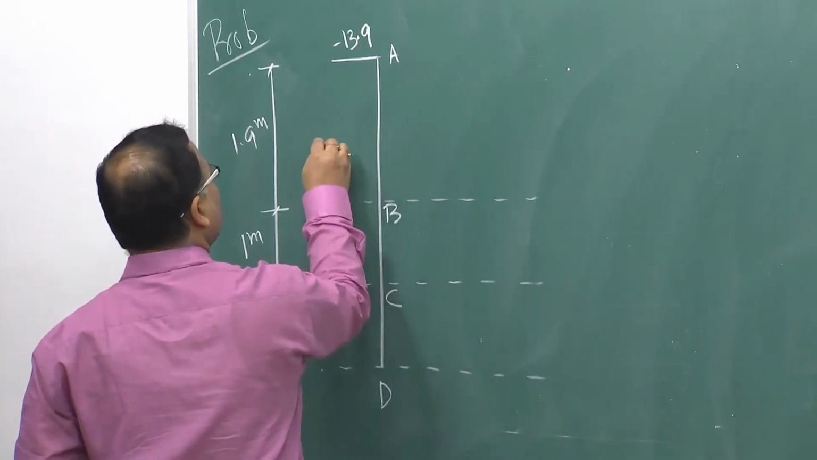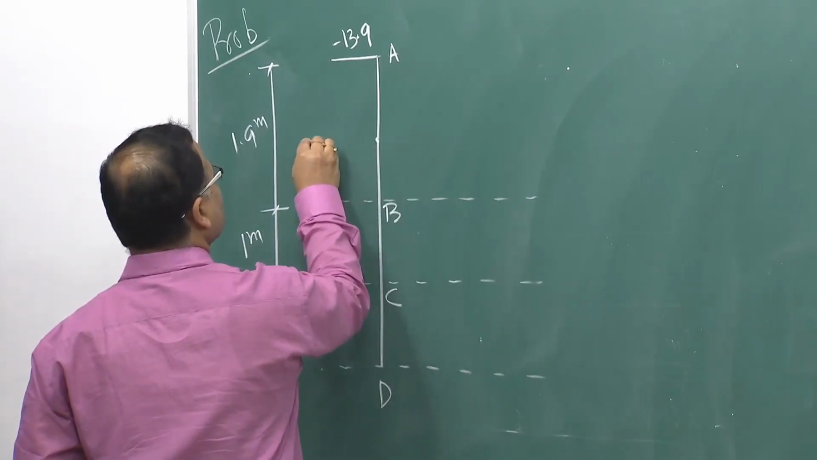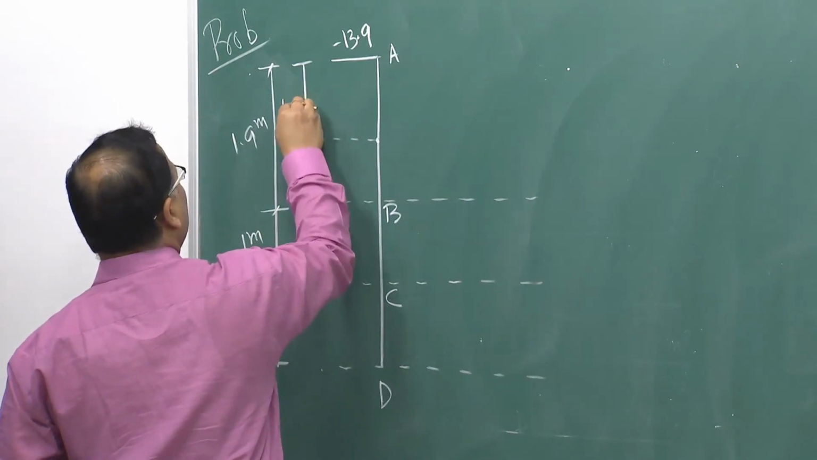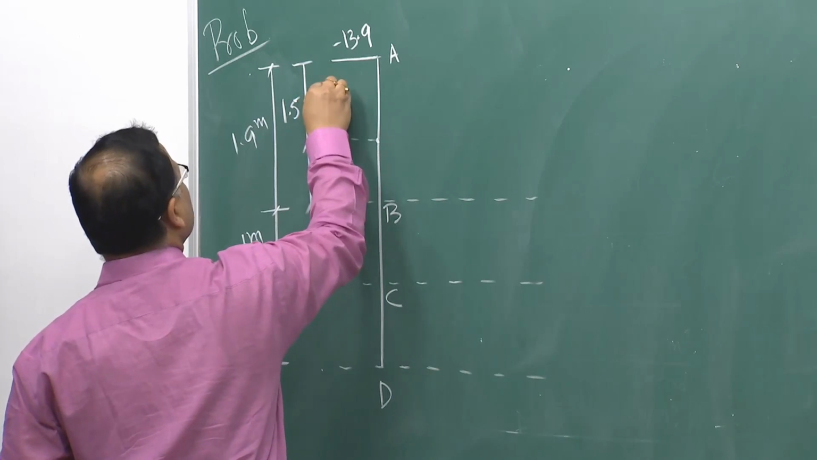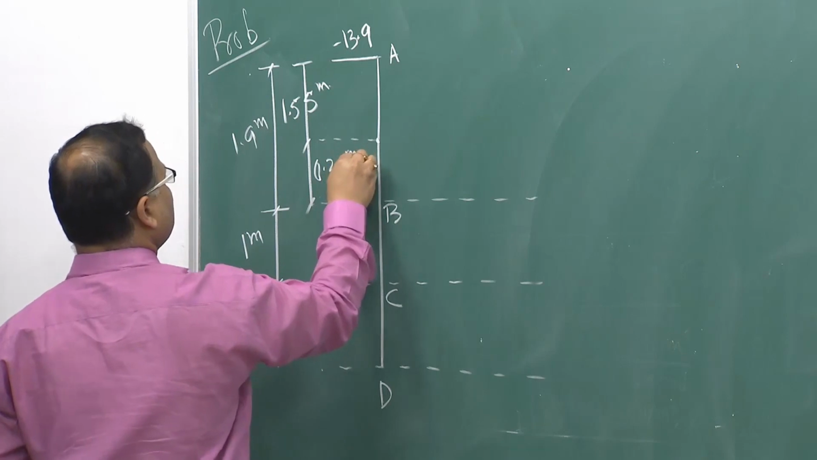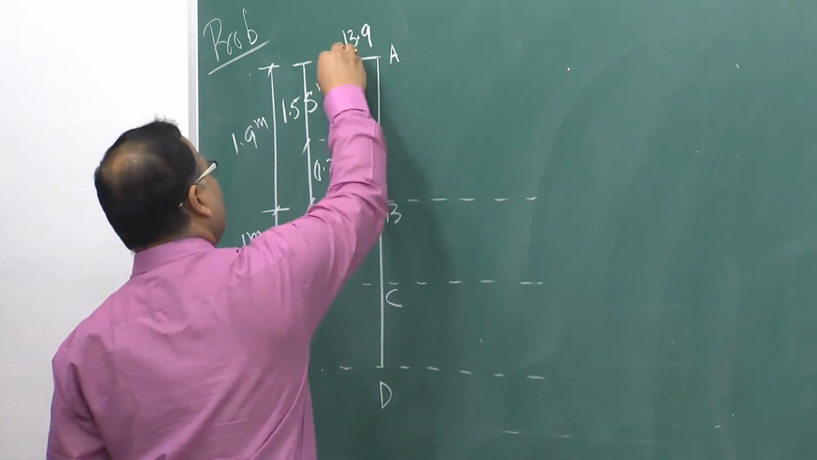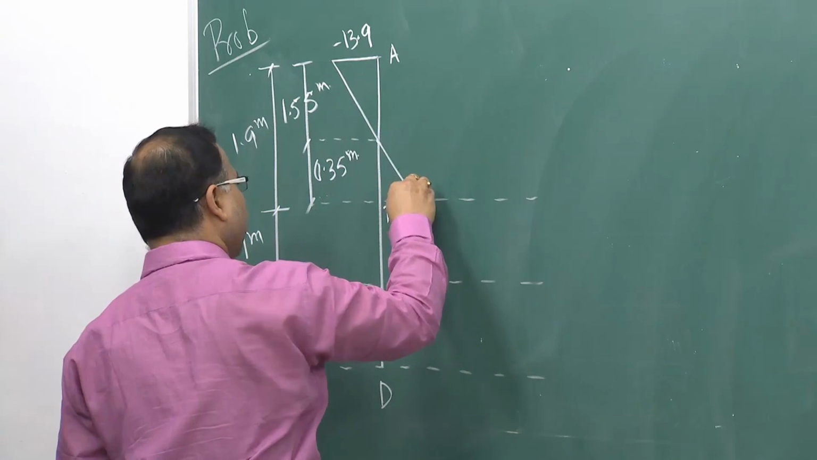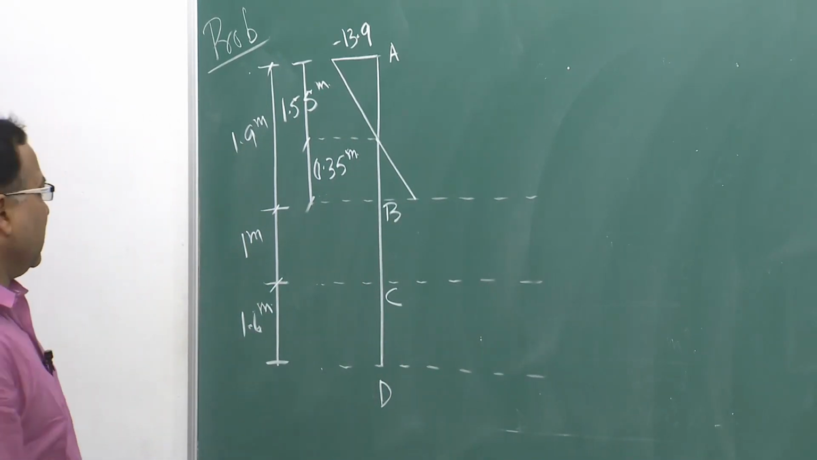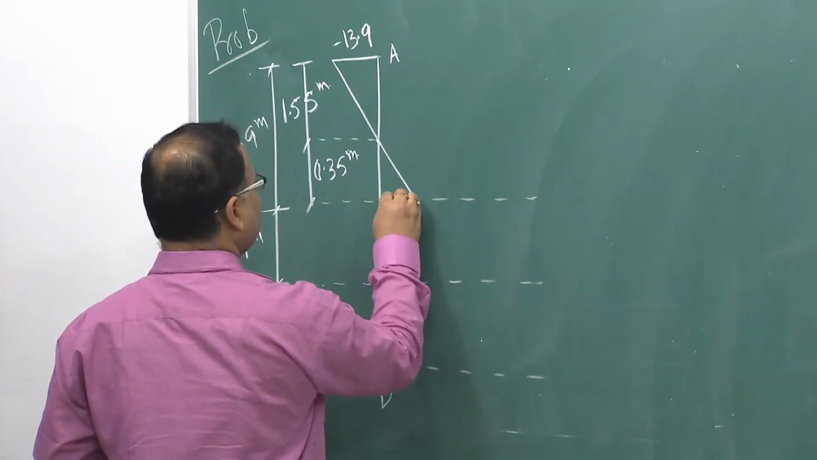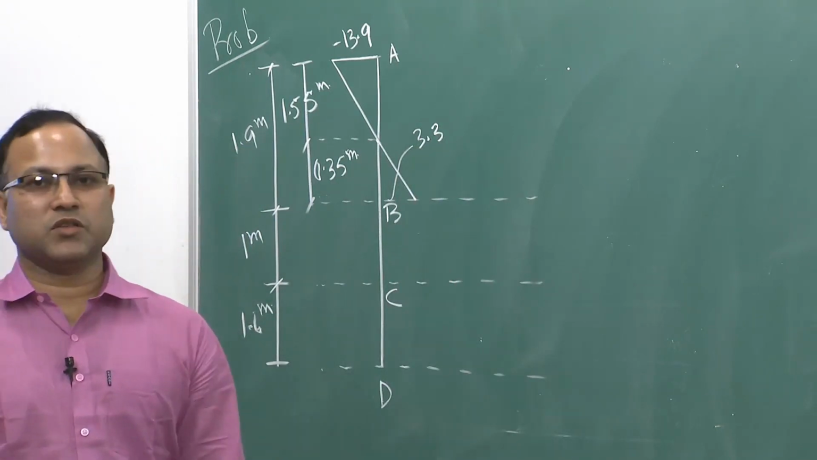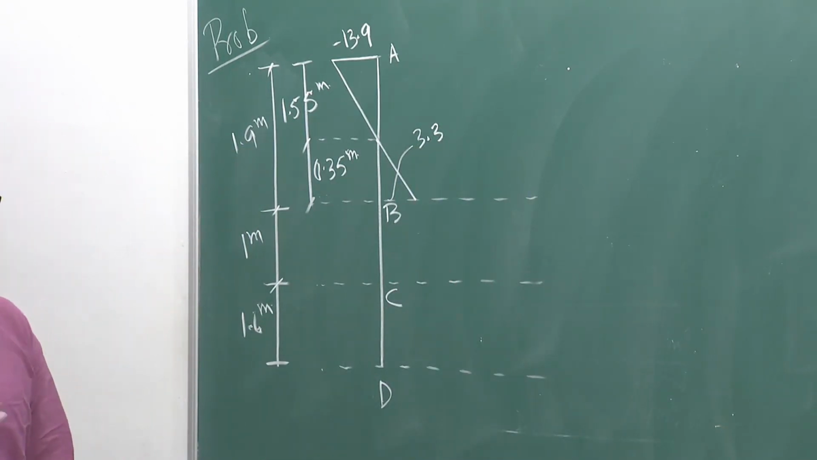So, z naught is the distance or the depth at which your active earth pressure is becoming simply 0. So, that is this point, say this is your 1.55 meter and this is your 0.35 meter. Okay. So, you are getting the distribution like this, okay, where this is your 3.3 kilonewton per meter square, that is active earth pressure at point B.